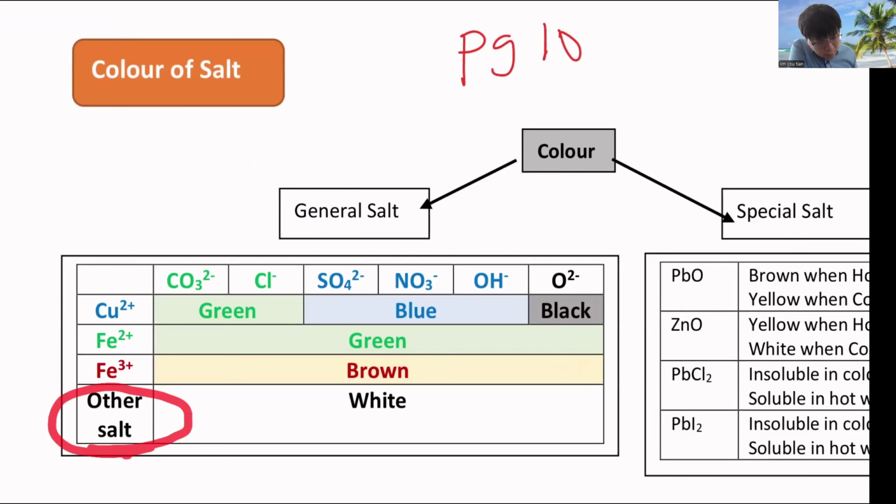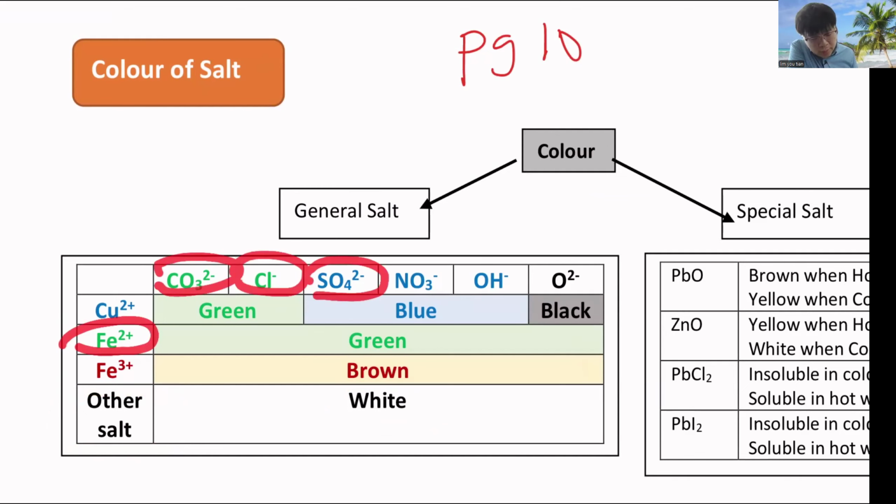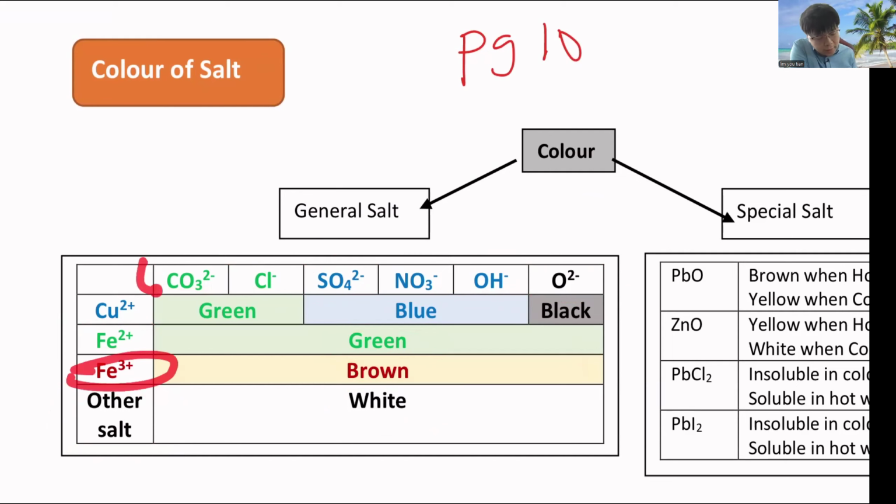Most of the salts we learn are white color. Anything with iron 2 will be green. Iron 2 carbonate, iron 2 chloride, iron 2 sulfate, iron 2 nitrate, iron 2 hydroxide, iron 2 oxide are all green color. Any chemical with iron 3 will automatically be brown. No matter if it's iron 3 carbonate, chloride, sulfate, nitrate, oxide, or hydroxide, all are brown color. So this one is quite simple.